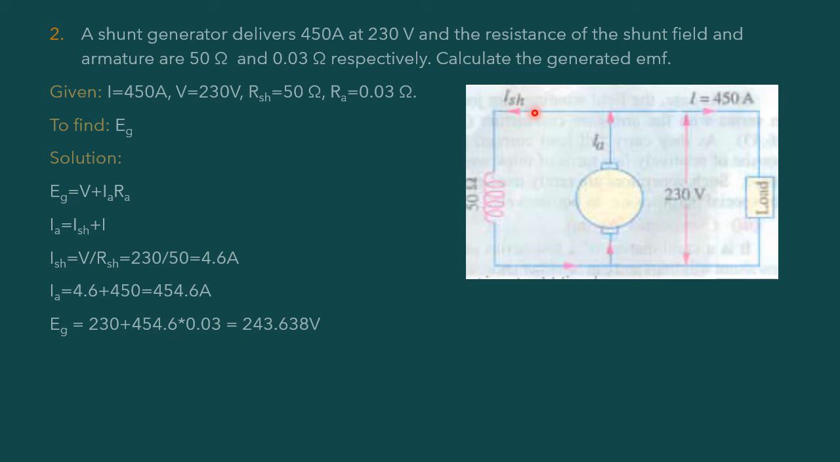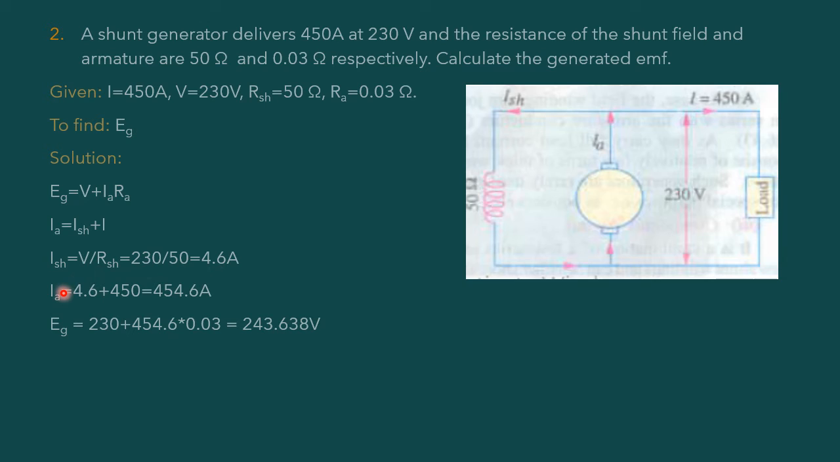The voltage across these 2 points, here the load is in parallel with this shunt field. So V, the voltage drop across this RSH, the shunt field winding, is equal to this 230 volt voltage drop across the load. So V is equal to ISH RSH. So ISH is equal to V by RSH. V is 230 by RSH is 50, that is 4.6 amps.